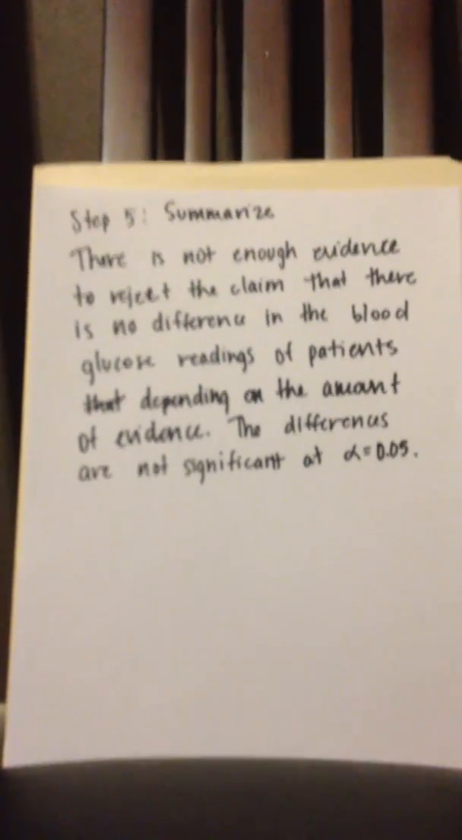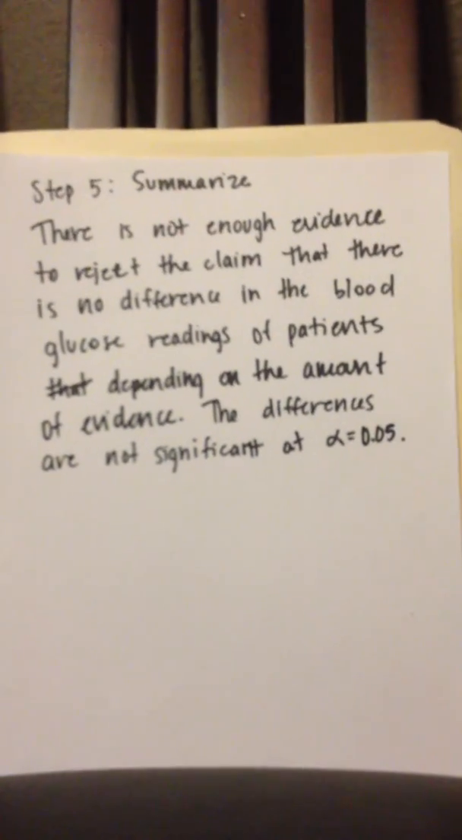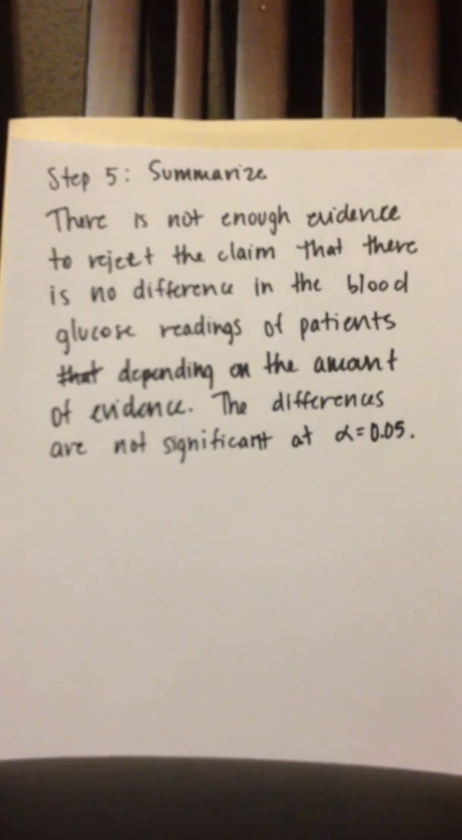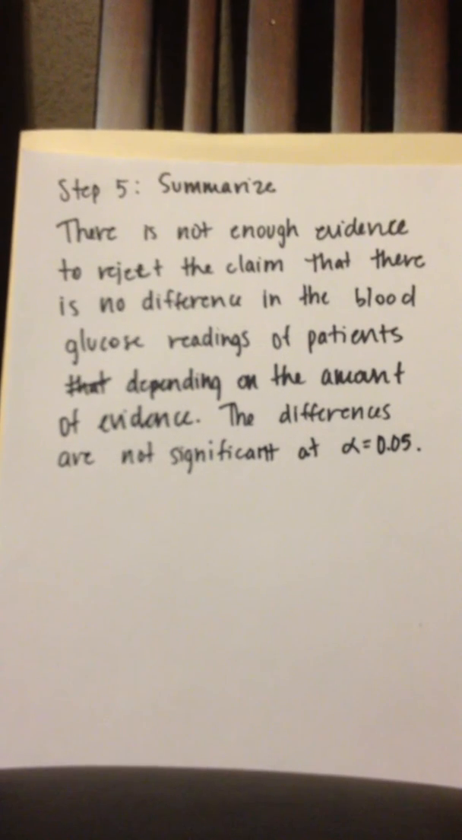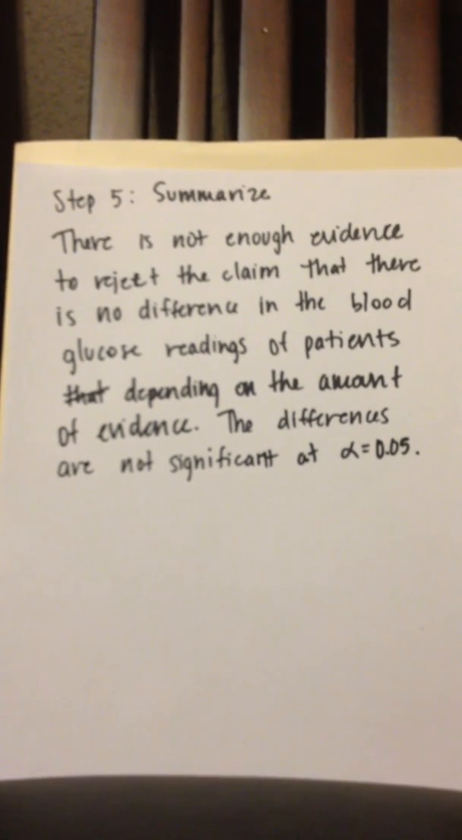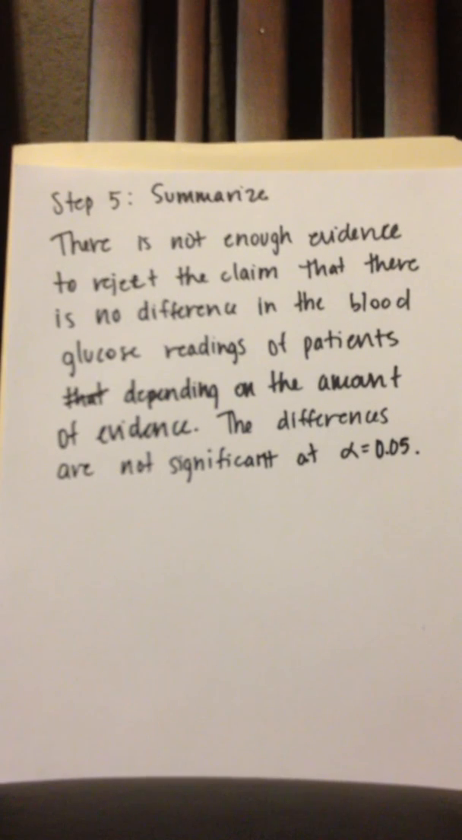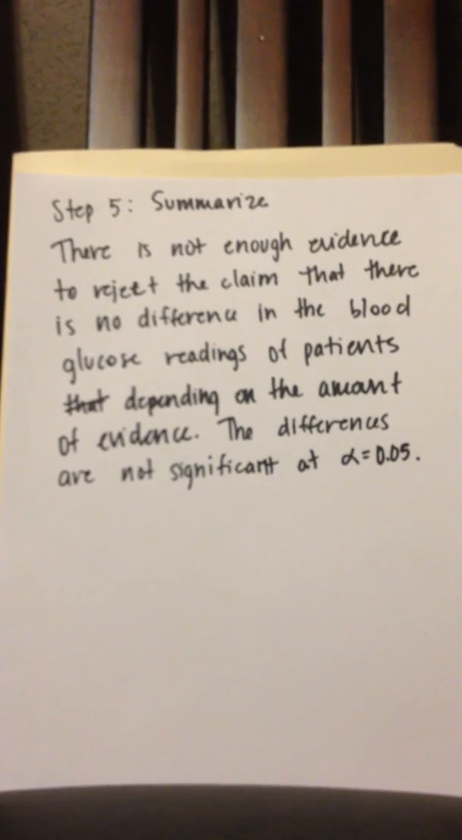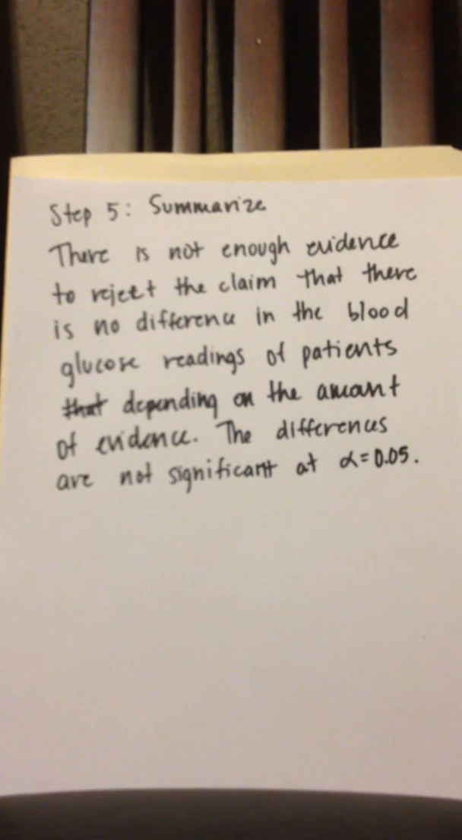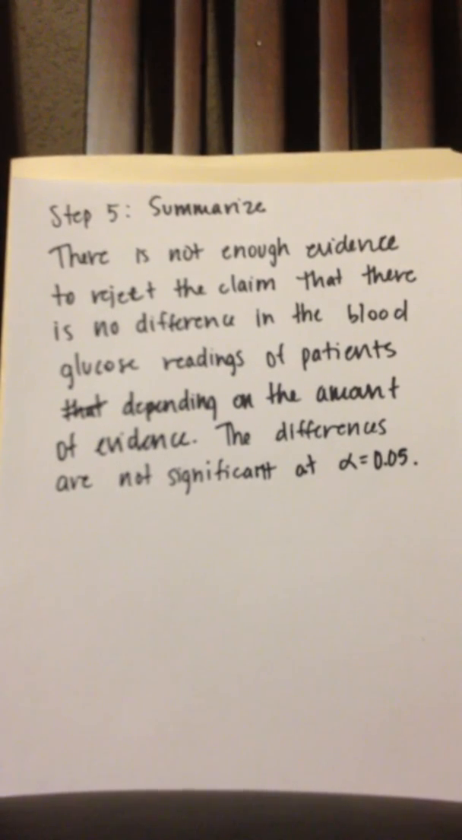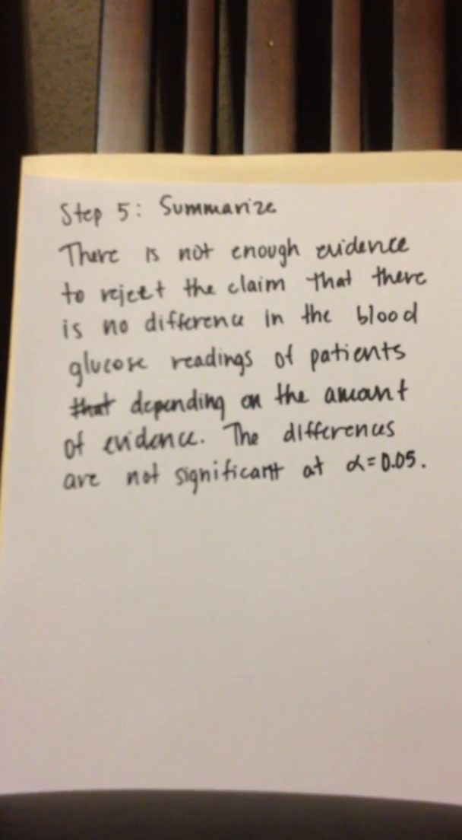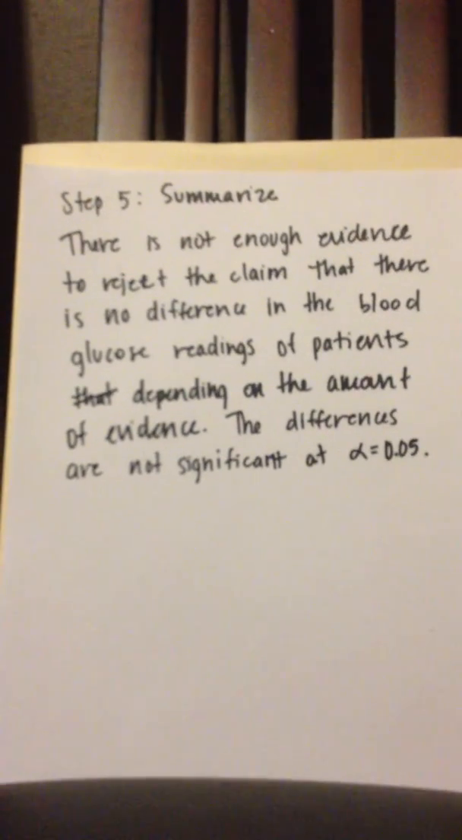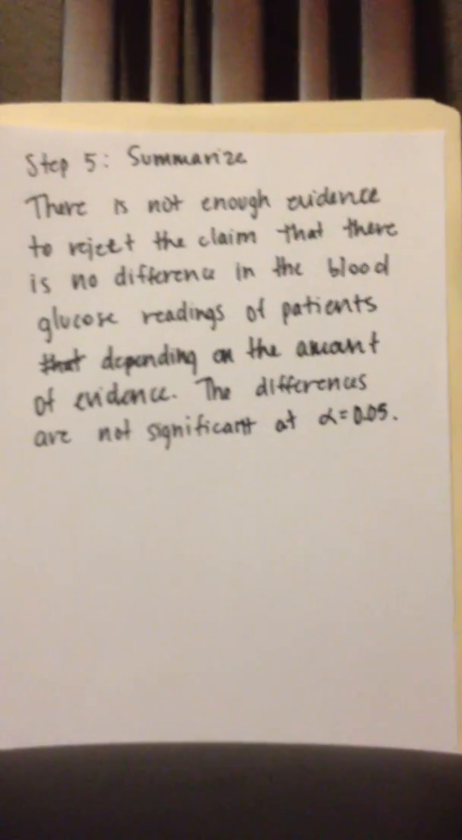So now, after we have decided whether to reject or not, we've made our decision, and we have come to the conclusion and the summary that there is not enough evidence to reject the claim that there is no difference in the blood glucose readings of patients depending on the amount of exercise they receive throughout the week. The differences are not significant at alpha equals 0.05. And this concludes an example and a short lesson of the Kruskal-Wallis test.